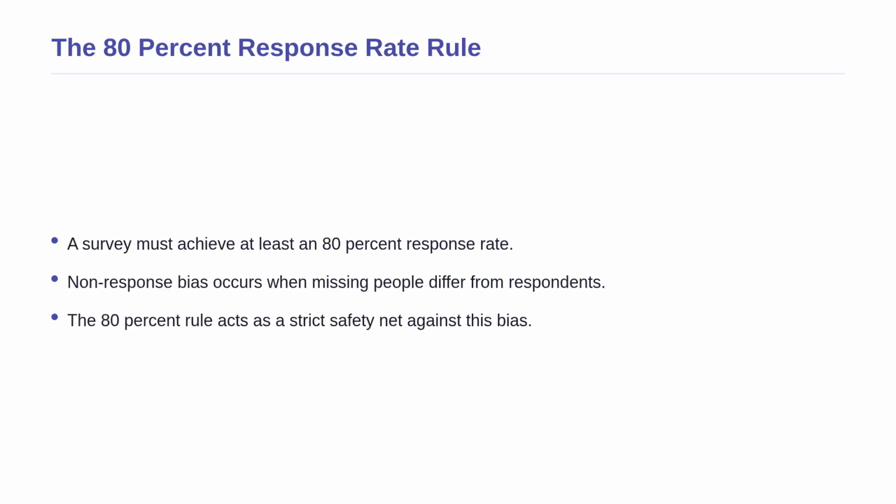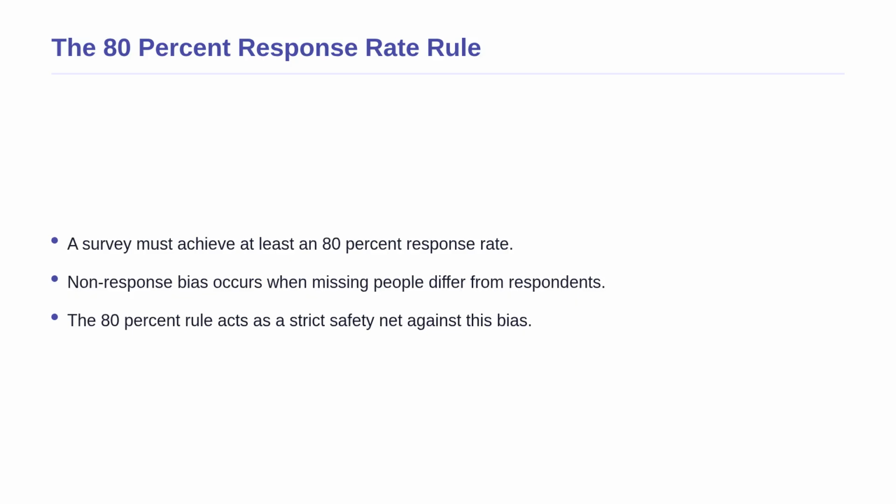Even with perfect validation, a survey is useless if not enough people answer it. In official statistics, there is a strict golden rule. A survey must achieve at least an 80% response rate to be considered reliable. Why 80%? It comes from mathematical studies on a dangerous problem called non-response bias.